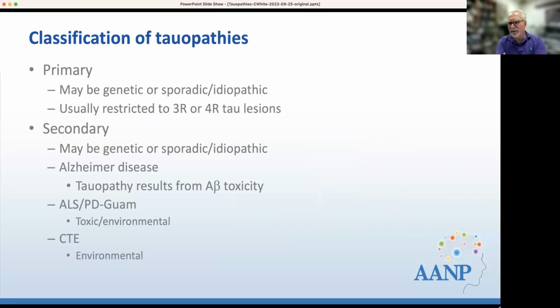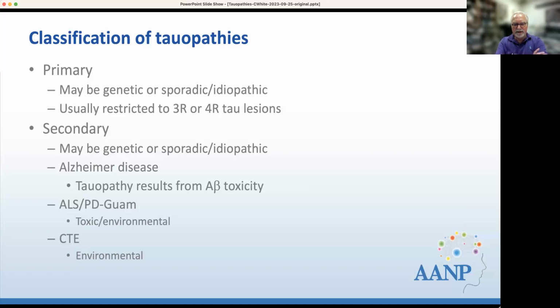There are a variety of ways that we can classify the tauopathies. Certainly we can classify them clinically, but because there's significant overlap and non-specificity in the clinical presentations of most of the tauopathies, that's not a terribly useful classification. Another way that tauopathies can be classified is by either there being primary or secondary. This is a little bit arbitrary, actually. The primary tauopathies may be genetic or sporadic, and they're usually restricted to 3R or 4R only lesions.